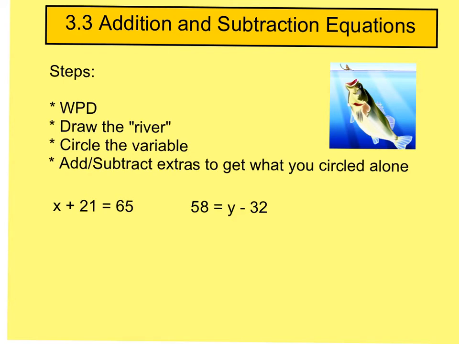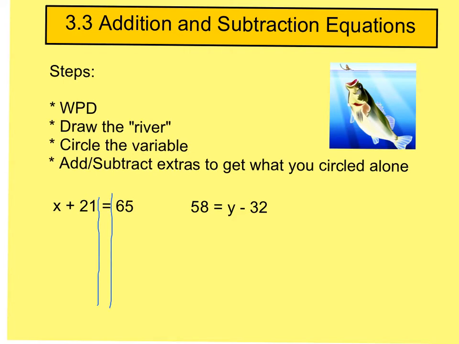All right, so go ahead and write down problem number 1. Drawing the river just pretty much means we're going to separate the equation into two parts. So we have the left side and we have the right side. Anytime you have an equation, it's really important to remember that it has to stay balanced. So anything that you do to one side of the equation, or one side of the river, you're going to have to do the same exact thing to the other side in order for it to stay balanced.